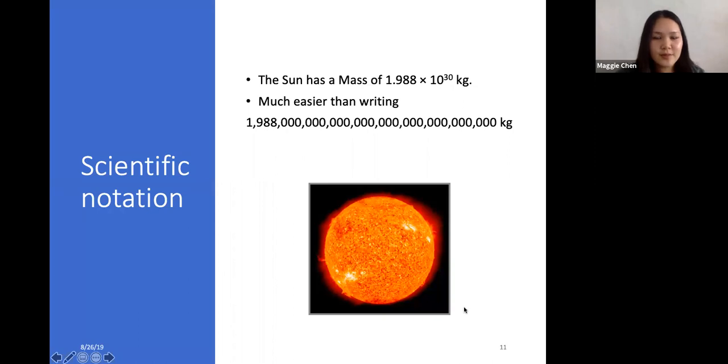As another example, we see that the sun has a mass of 1.988 times 10 to the 30 kilograms. We know that this is a really big number with a lot of zeros in it, and it's much easier to write it this way using scientific notation than it would be to write it with all of these zeros at the end. Scientific notation is just an easy way for us to indicate really big, really small numbers and keep track of those when we're doing calculations or when we're trying to present our final number.